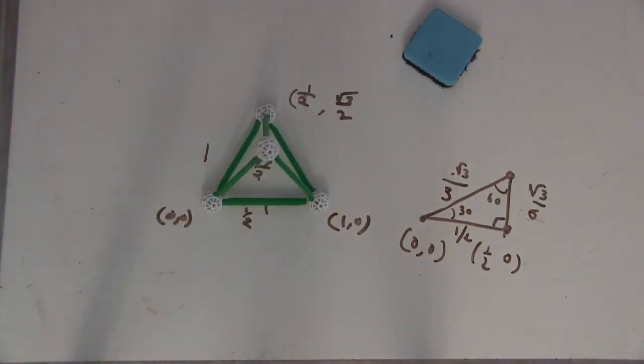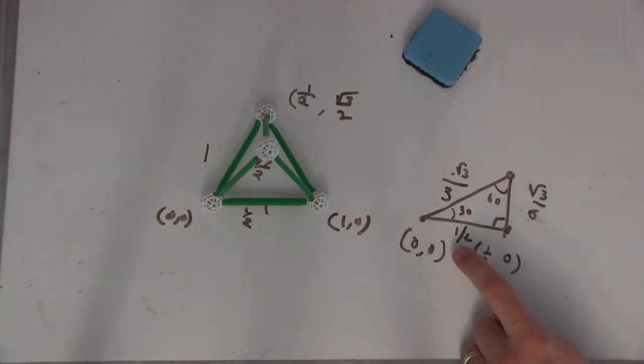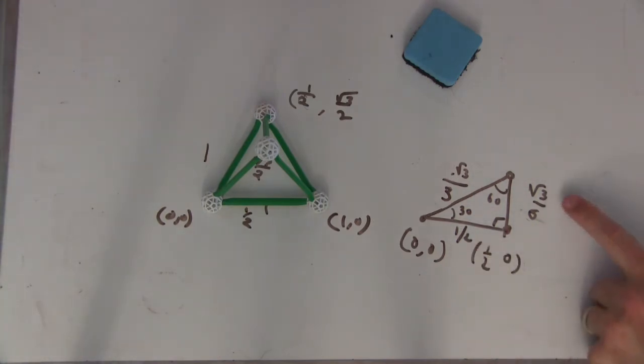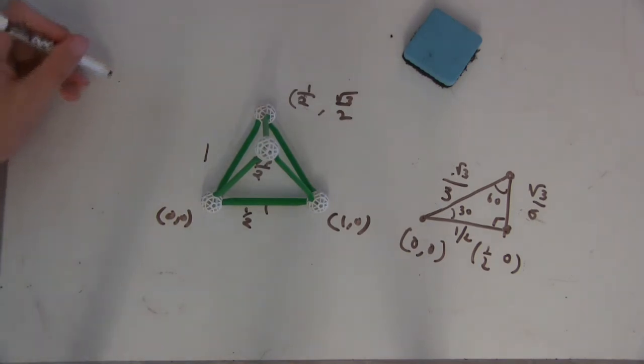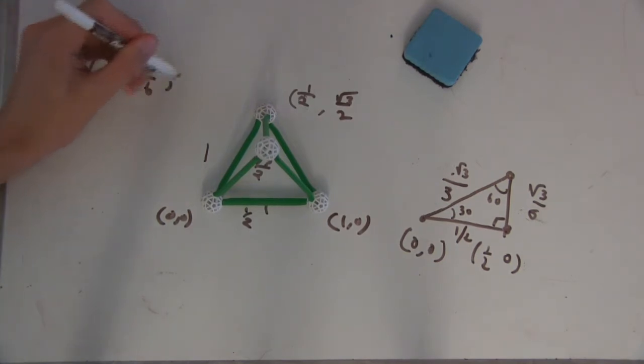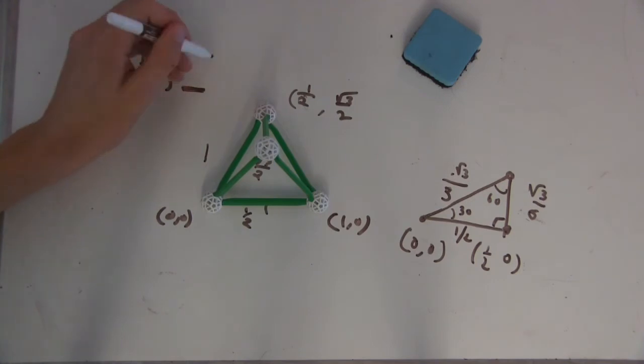So we should check, does this work? If we check the Pythagorean theorem, we get a 4th, then 3 over 36, so a 4th plus a 12th, and does that equal 1/3? And it does. So we know 2 coordinates of the top point. The x is 1/2, and the y is root 3 over 6, and we need to figure out the z.